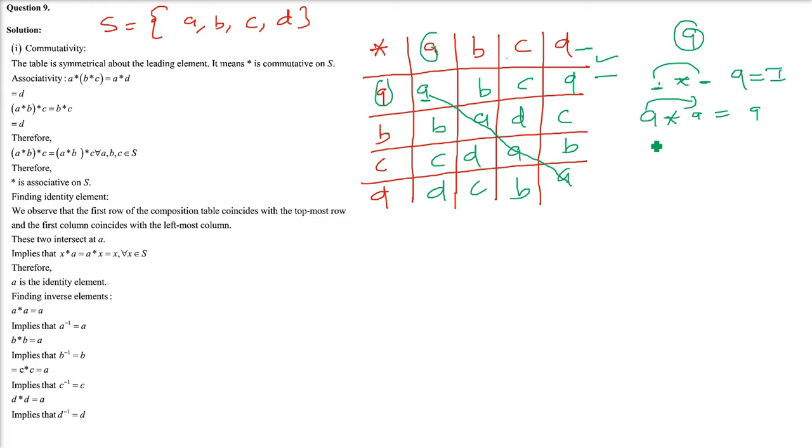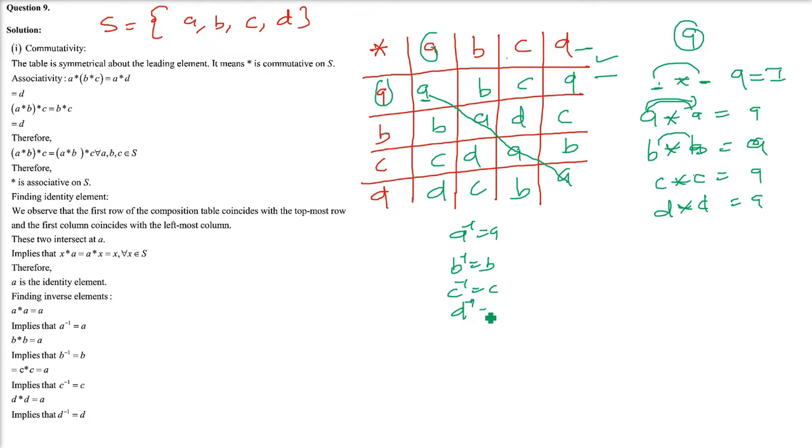All the values on the row and column which are intersecting in this diagonal are going to give you this value. B star B is A, so B is the inverse of B. C star C is equal to A, so C is the inverse of C. D star D is equal to A, so D is the inverse of D. I hope you got the idea. First we found the identity element as A. So A inverse is A, B inverse is B, C inverse is C, D inverse is D.